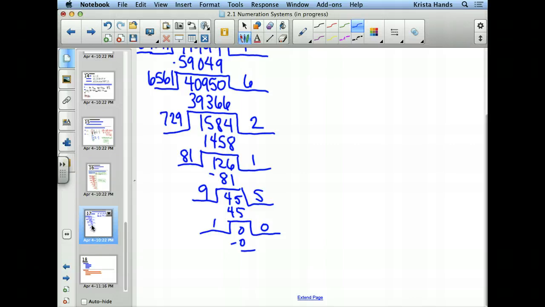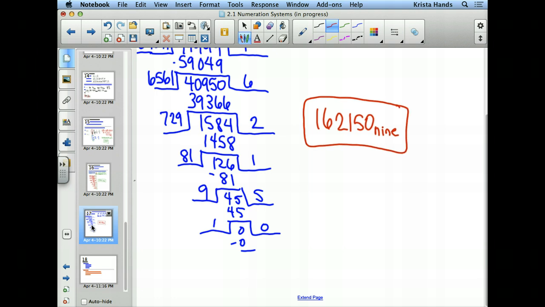My answer was along the side. It started with a 1, I think, right? Yeah. 1, 6, 2, 1, 5, 0. I'm in base 9, so it needs to be written that way. And again, look at that number. Smaller base than I started with, and I have one more digit. It's a larger looking number. It took more numerals to make it. It took 6 instead of 5.